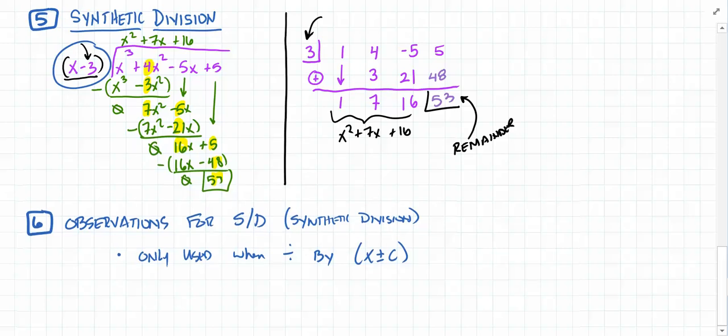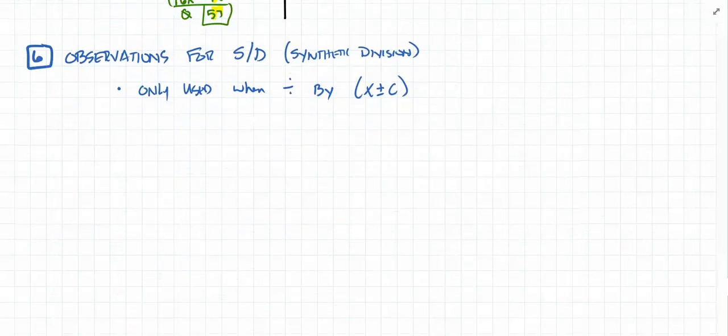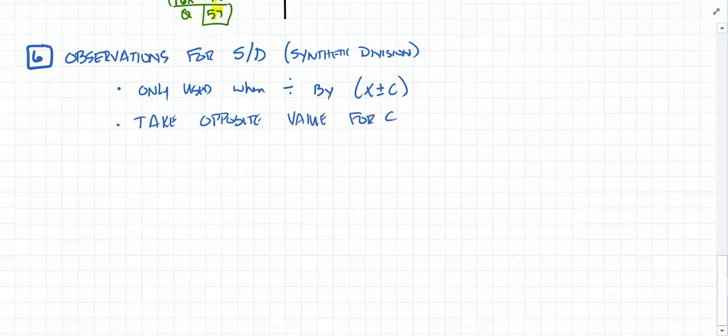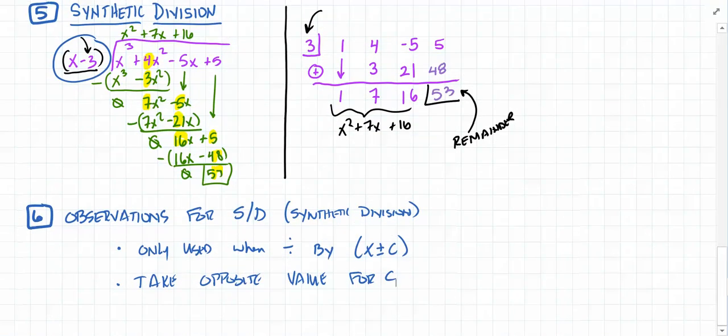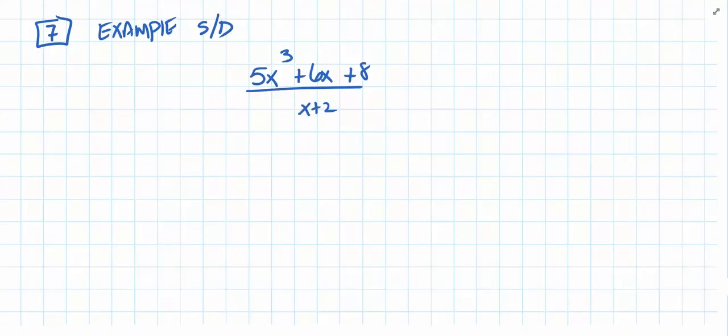The second observation that we have to make here is you take the opposite value for c. So in that last example, you'll notice that it was an x minus 3. In our synthetic division, we used positive 3, right? Okay, let's take a look at this example, and let's see if we can actually use synthetic division. Looks like we can, right? Because we're dividing by this that has the right structure of an x plus or minus c.